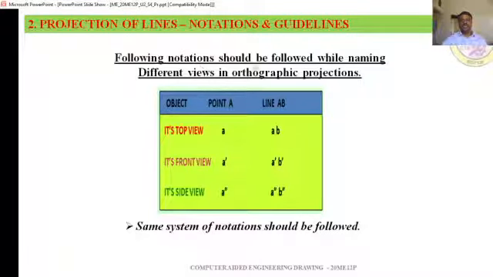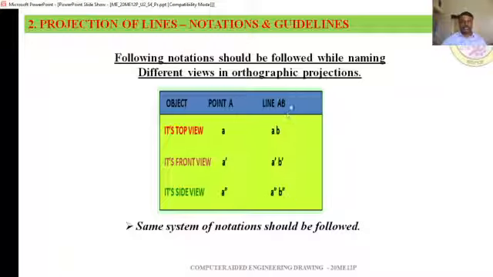Notations and guidelines. The following notations should be followed while naming different views in orthographic projections. So this is the object, point A, line AB. In the top view, one end, point A, is represented by lowercase a, and the line AB by small a, small b. Front view is represented with a dash for point A. Similarly, the line will have two ends, a dash and b dash, lowercase letters. And similarly, side view for the point A is represented by a double dash, and line AB is a double dash, b double dash. All are lowercase letters, shown in orthographic views.